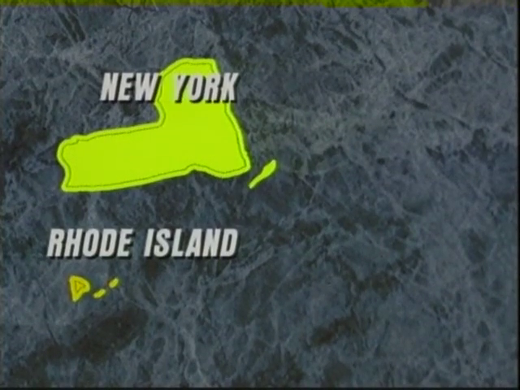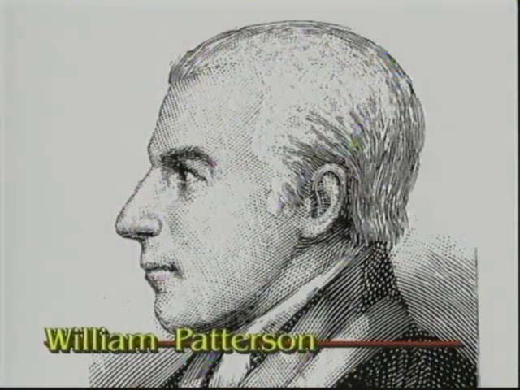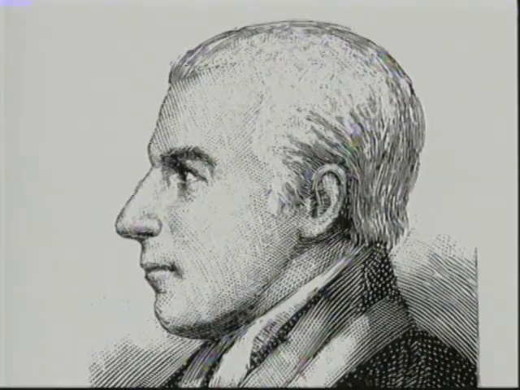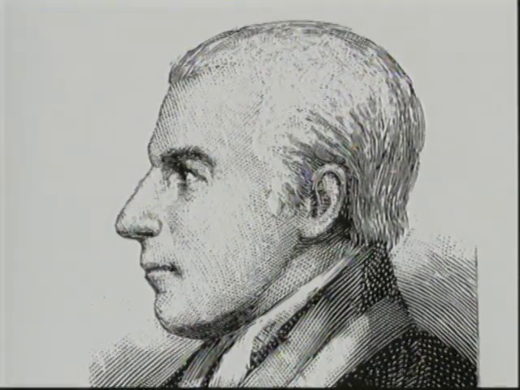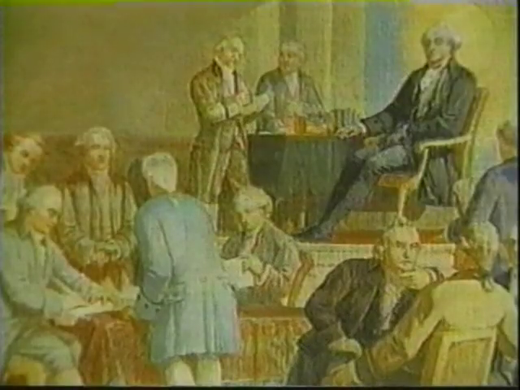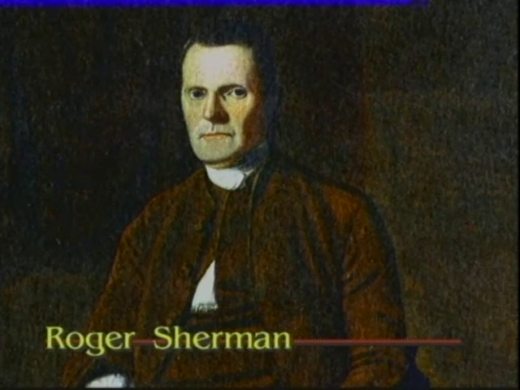They supported the New Jersey Plan proposed by William Patterson. The New Jersey Plan kept the Articles of Confederation, which gave the states equal power in the Congress, but added a Supreme Court. Debate on these two plans continued until mid-July, when Roger Sherman from Connecticut offered a compromise. His plan called for a two-chamber Congress.